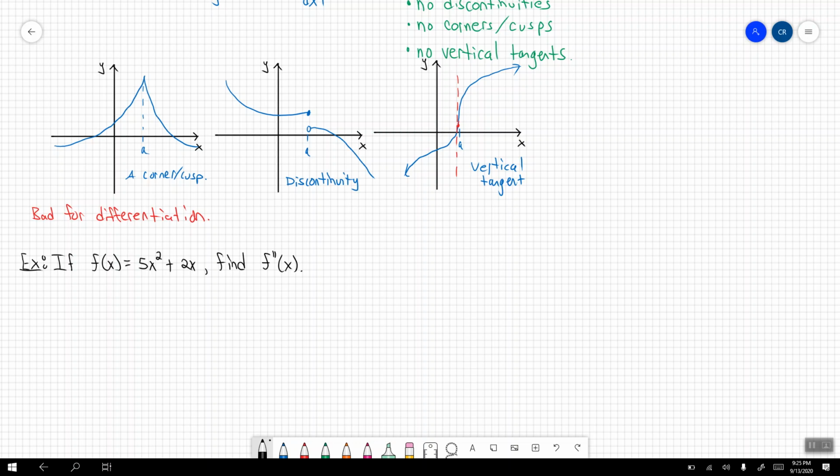Alright, so let's go ahead and take this derivative then. Now, in order to get to the second derivative, we're going to first take the first derivative. So in other words, f prime of x is going to be the limit as h is approaching 0 for f of x plus h minus f of x, divided by h. So let's start with that substitution. 5 times x plus h squared plus 2 times x plus h, minus my function itself, 5x squared plus 2x, all divided by h.